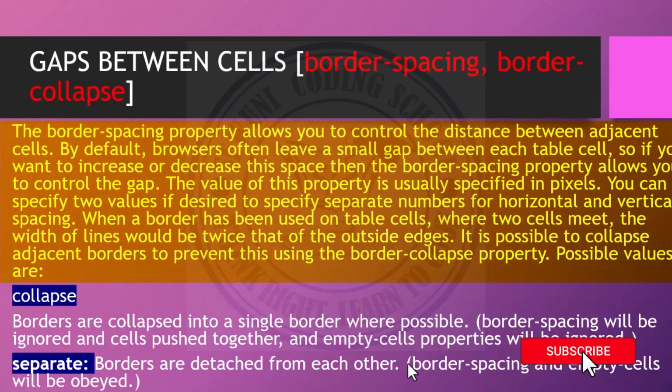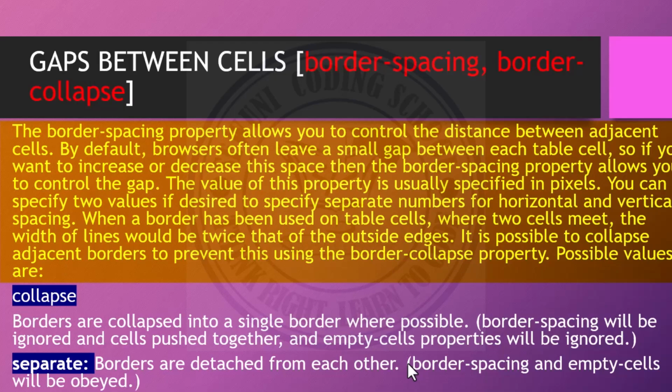You can specify two values if desired to specify separate numbers for horizontal and vertical spacing. When a border has been used on table cells where two cells meet, the width of lines would be twice that of the outside edges.